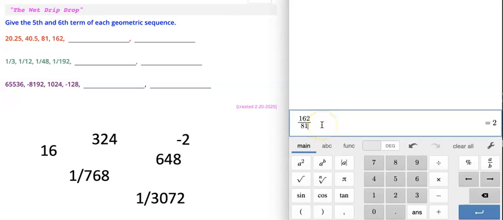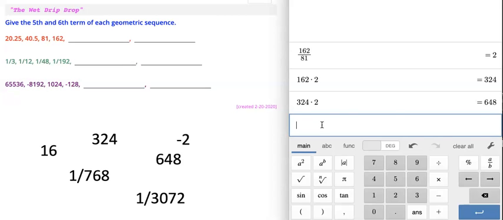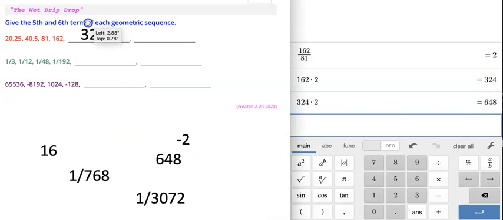So if I know that, I would take 162 times 2 and then take that number, 324, times 2. There we go. I've got the fifth and the sixth term in that sequence. So here you go, buddy.